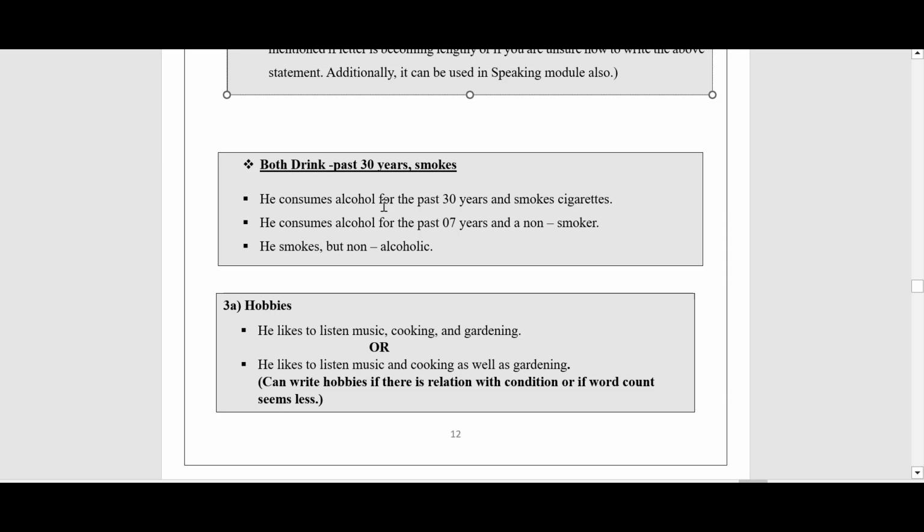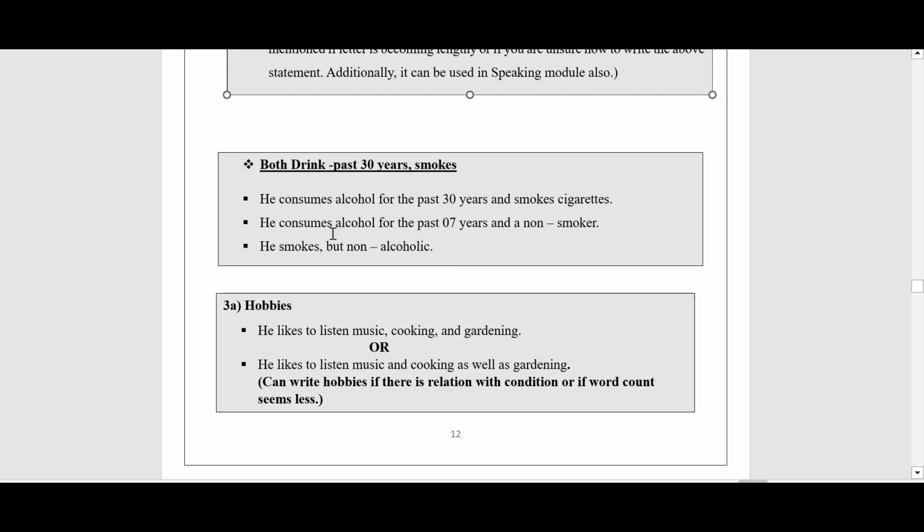He consumes alcohol for the past 30 years and smokes cigarettes, and he consumes alcohol for the past 7 years and is a non-smoker. In case he is not smoking and only drinks alcohol for 7 years, you can write in that way. Rather than writing in two sentences, you can write it within one. He smokes but is non-alcoholic. You can write in any pattern, whatever is mentioned in the case note.